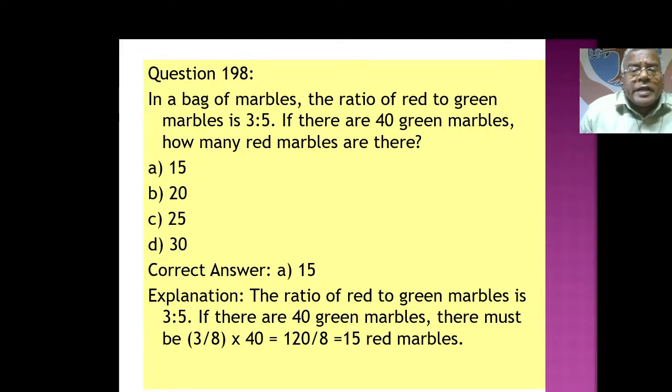If there are 40 green marbles, you have to see which part of the ratio is green marble. Red, green. So 5, this 5 parts is the 40 green marbles. Got the point? How many red marbles, they ask, that's all.